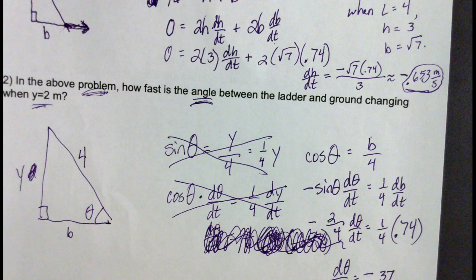So yeah, what were you going to say? Why is our negative sine theta turned into negative 2 over 4?